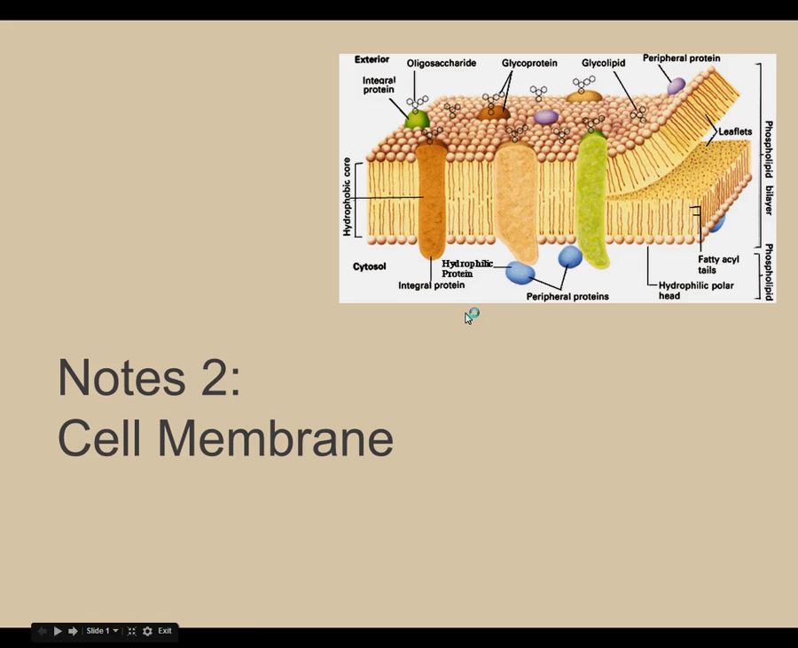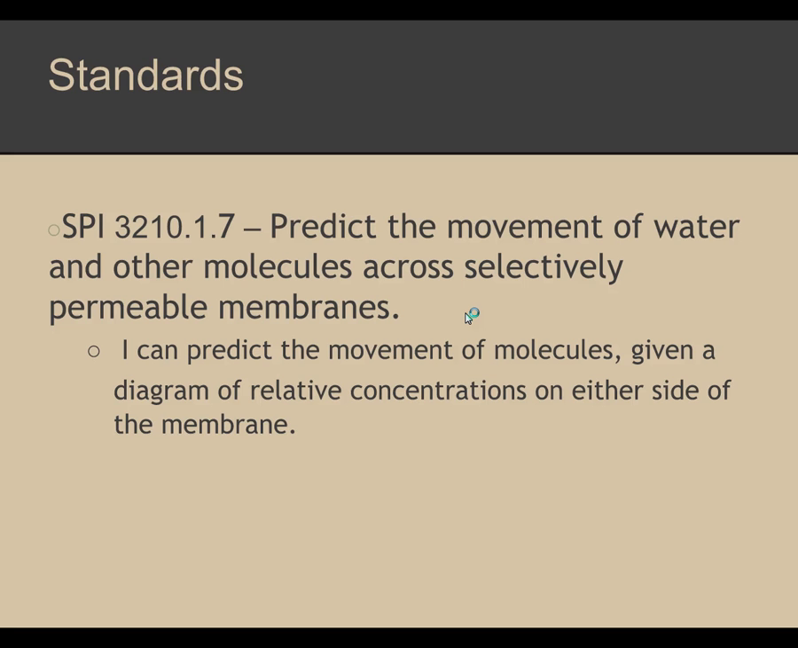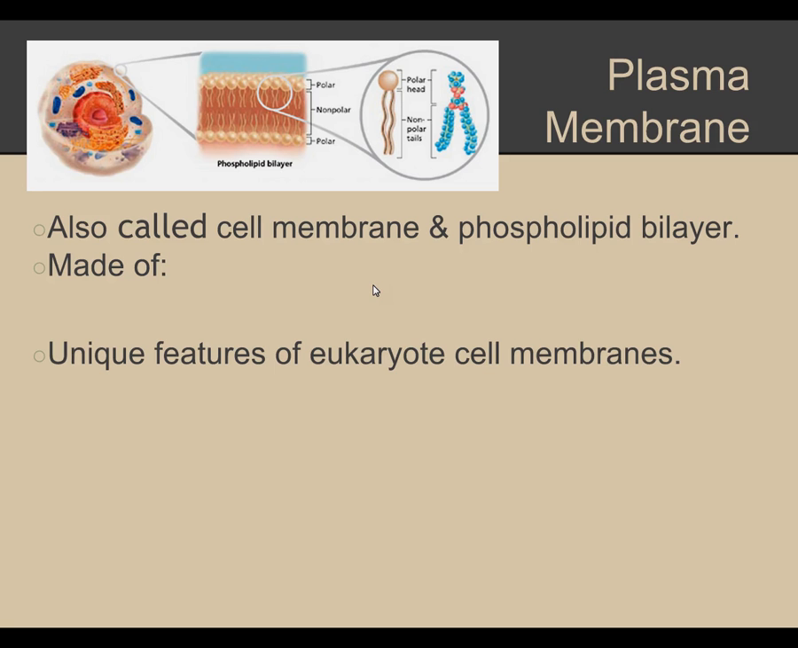Okay, everyone, here are the notes for the cell membrane. This goes along with Chapter 5. This is the second set of notes in Chapter 5. And the standards are that you need to be able to predict the movement of water and other molecules across a selectively permeable membrane. So we're going to talk about how that happens.